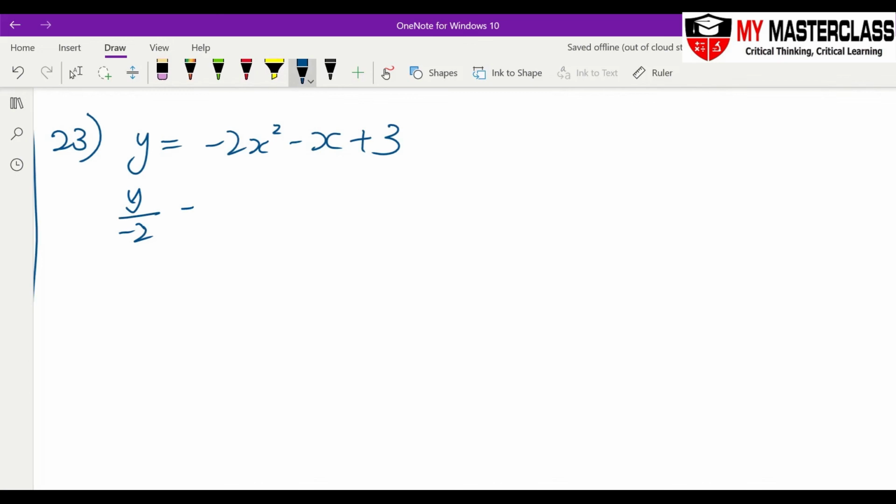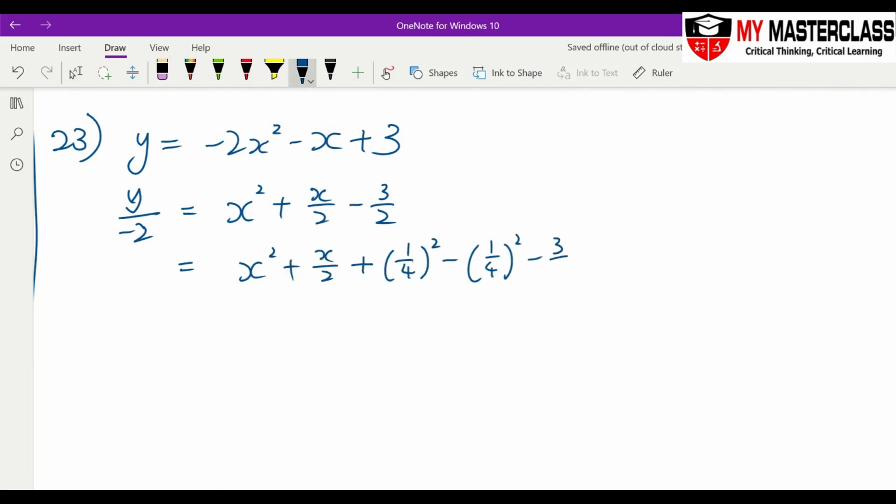Look at here. So this is x squared plus x over 2 minus 3 over 2. Now I complete the square. x squared plus x over 2 plus (1 over 4) squared minus (1 over 4) squared minus 3 over 2. All your basic things you do properly. (x plus 1 over 4) bracket squared minus, okay, 3 over 2 minus 1 over 16, 25 over 16. Be careful. Remember to bring back the negative 2.